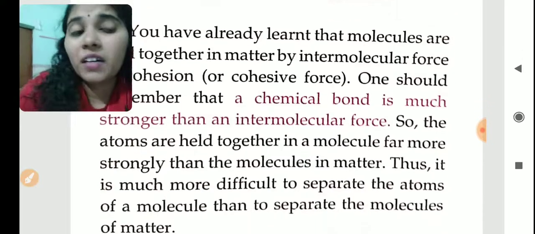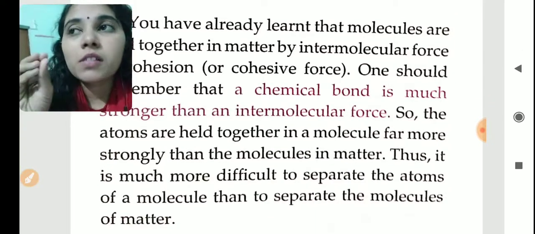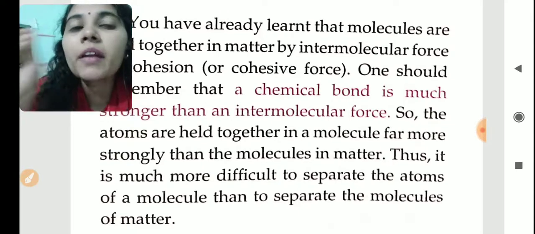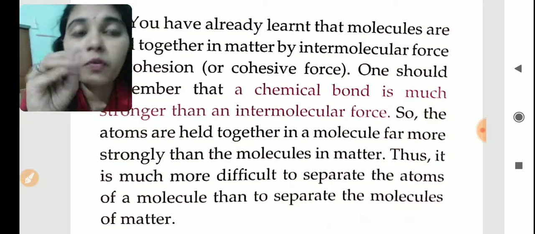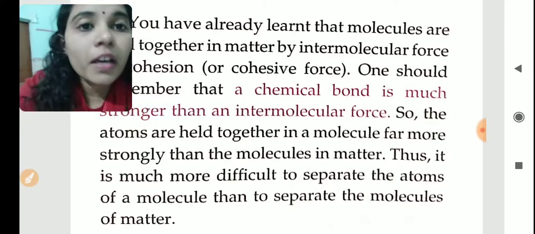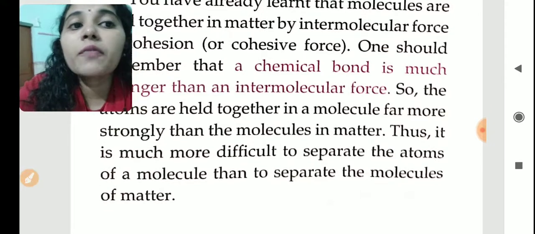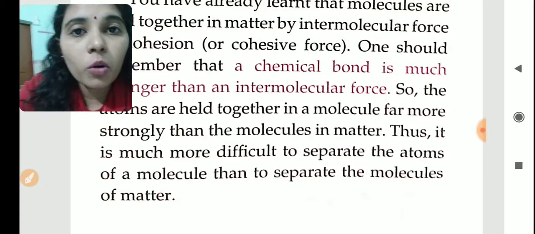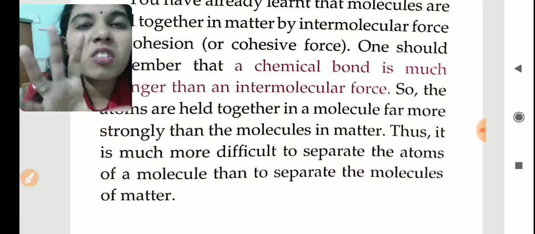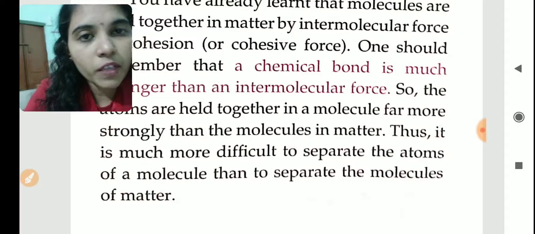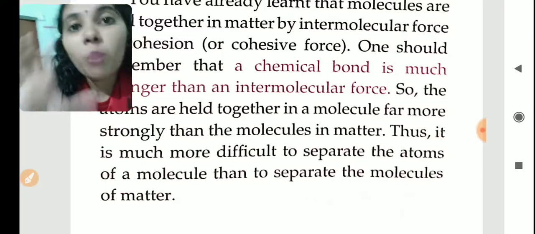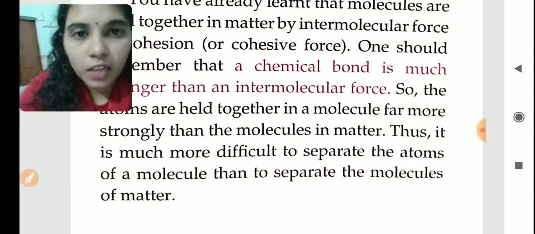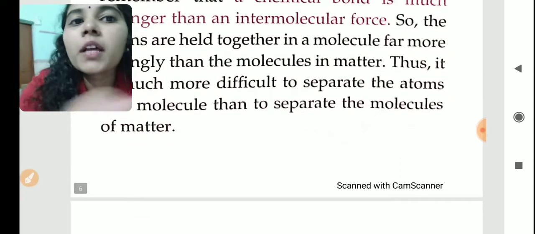So that means atoms are held in molecules because of the force of attraction or chemical bonding. Thus, it is very difficult to separate the atoms from a molecule. We cannot separate hydrogen gas into H and H. It is very difficult. Why? Because of the chemical bond. A chemical bond is stronger than the force of attraction or cohesion. So our chapter is completed.